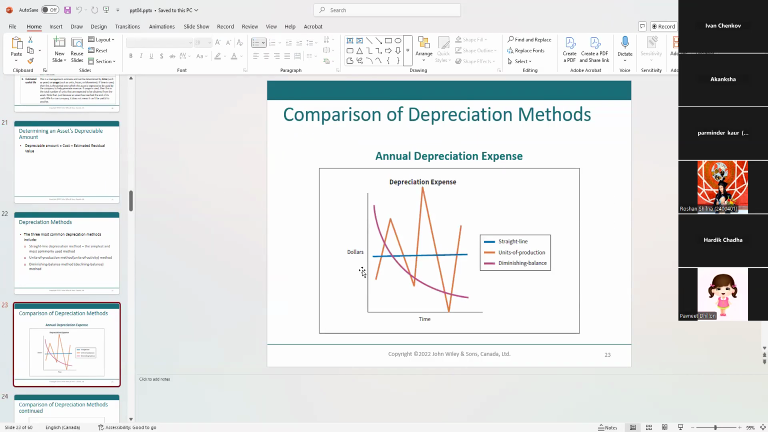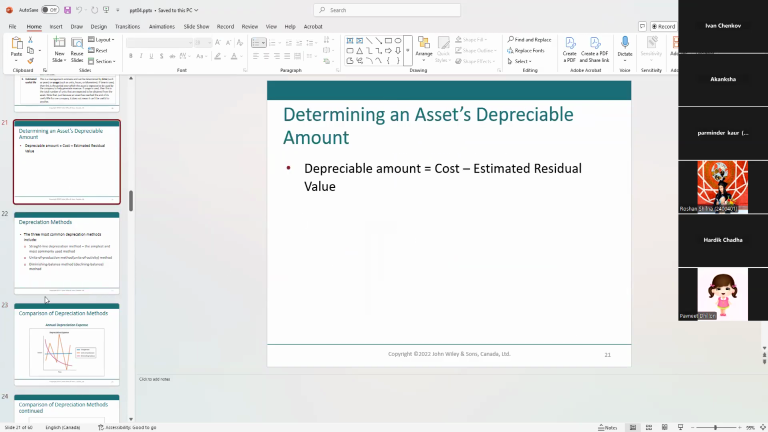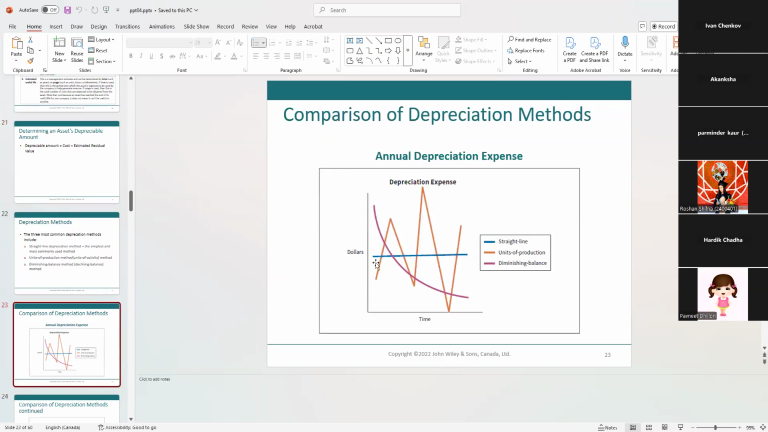In the straight line method, we're going to have the same amount. Once we find the depreciable amount, we're going to divide it over the useful life of the asset and add it evenly year after year. If we're using units of production, once we calculate the depreciable amount, we start depreciating based on the usage of the asset, which can fluctuate. One year can be high, the next year will be low.